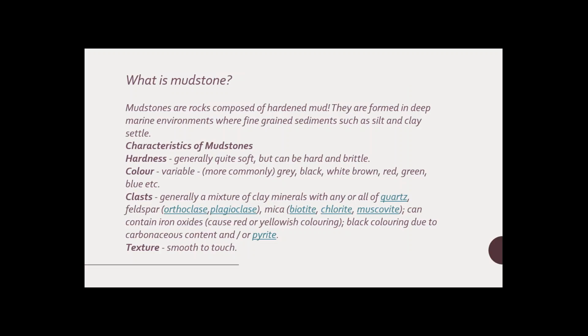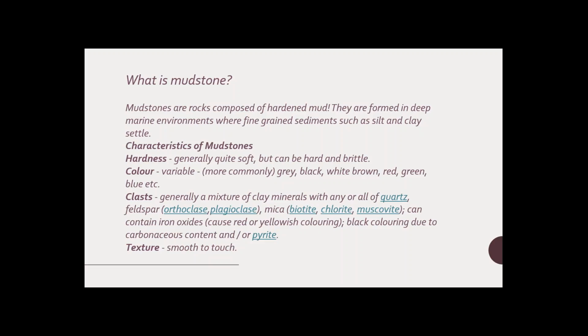Okay. So the next thing we're going to go over is a mudstone. This one's pretty easy too. It's basically rocks that are composed of hardened mud. They're formed deep in marine environments where the grain is fine. You're going to find things like silt and clay that settle. Characteristics are that they're generally quite soft, but when they harden, they can be brittle, meaning they can break easily. They're usually gray, black, white, but they can also be red, green, and blue, just depending on the minerals.